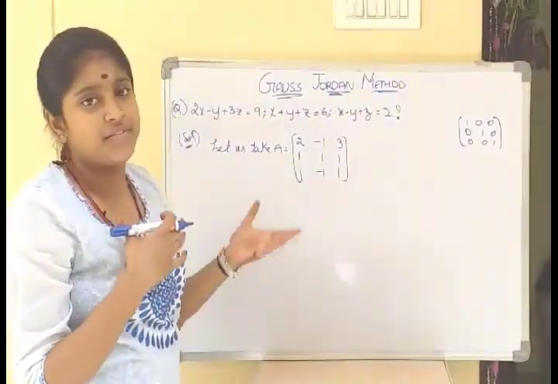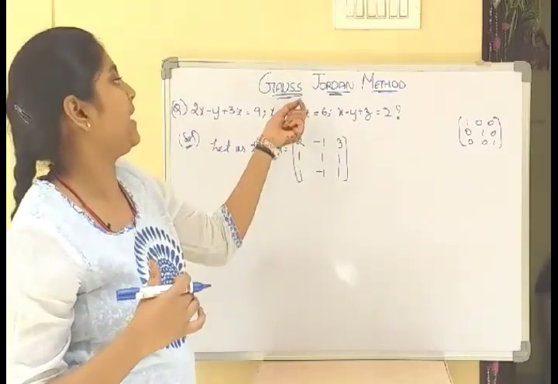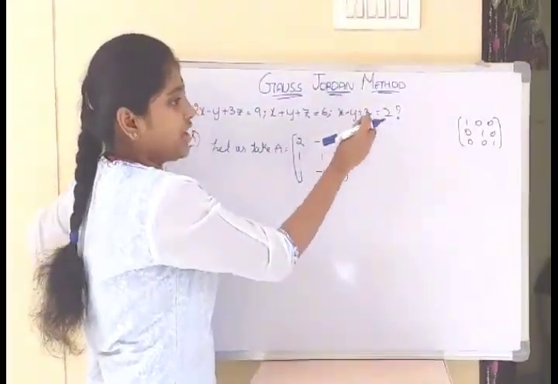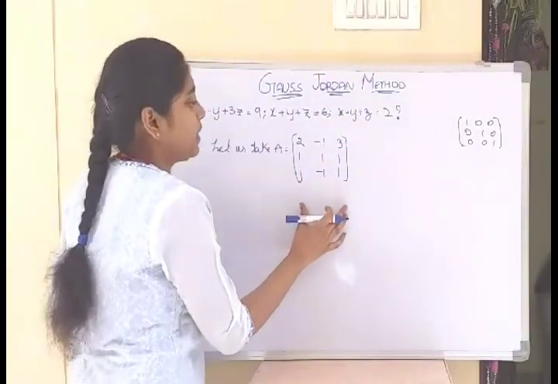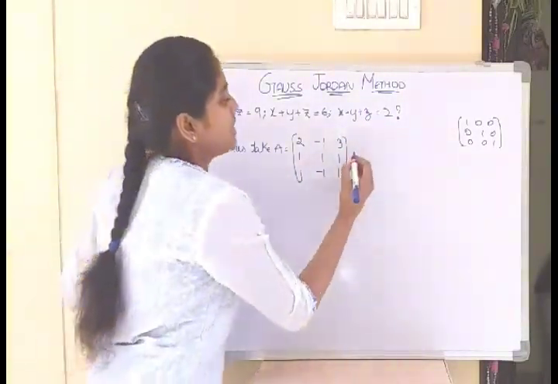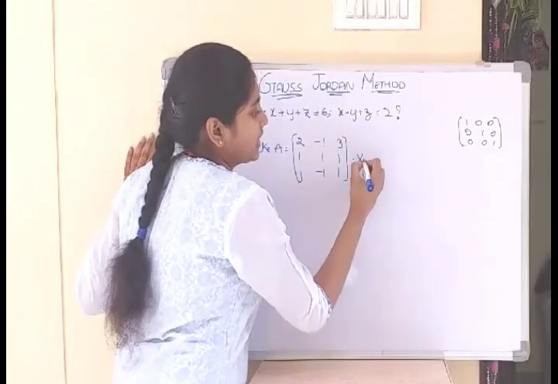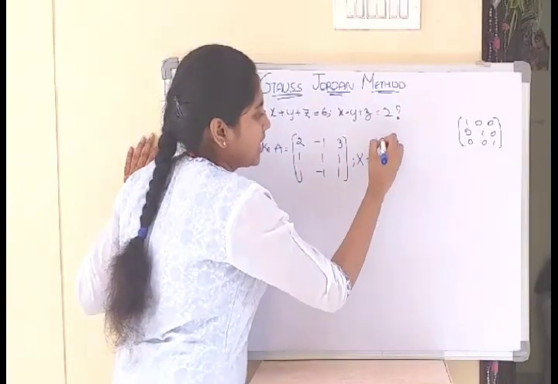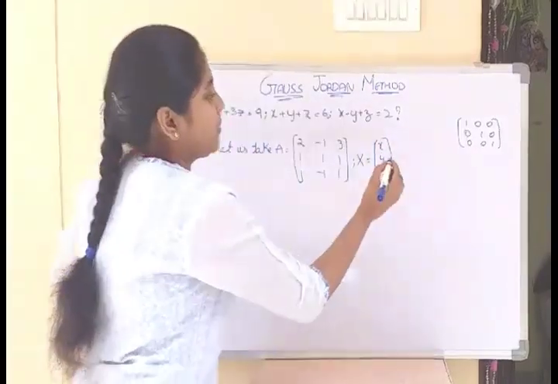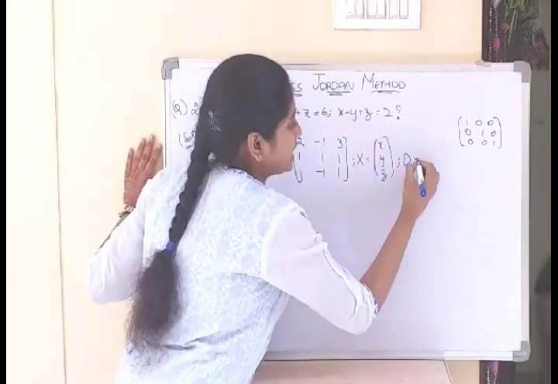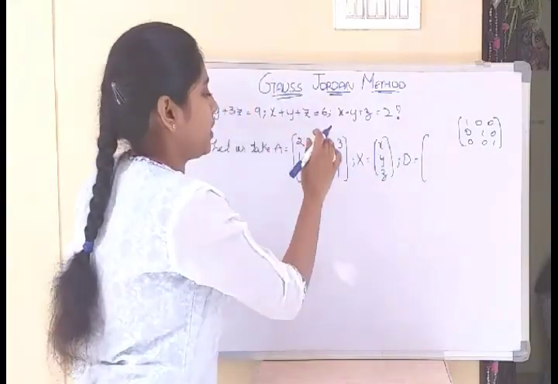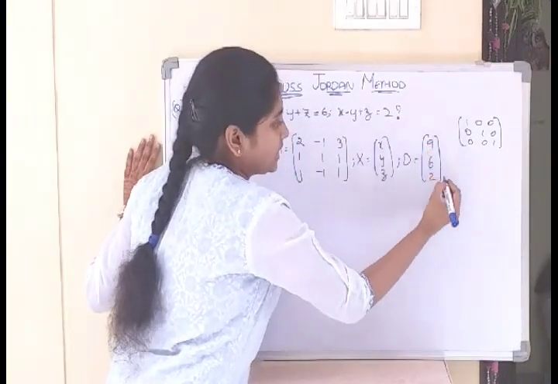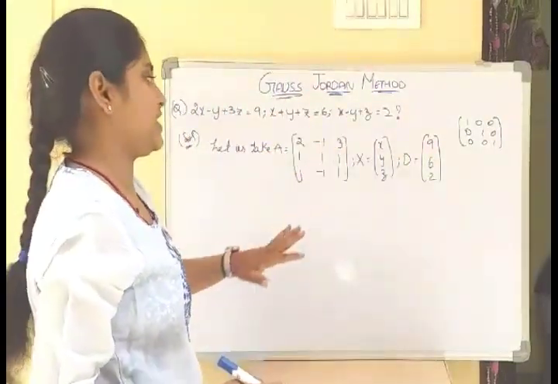The same first step as in Cramer's rule is repeated in the Gauss-Jordan method. We need to take all the coefficients of x, y, z and write them into a matrix. Now there is another matrix that we have written, capital X, which consists of the elements x, y and z. Another matrix we have written is D, which holds the constants of the given equations: 9, 6, 2.